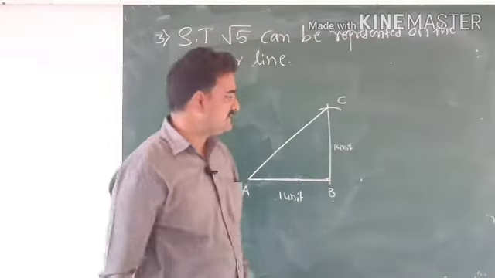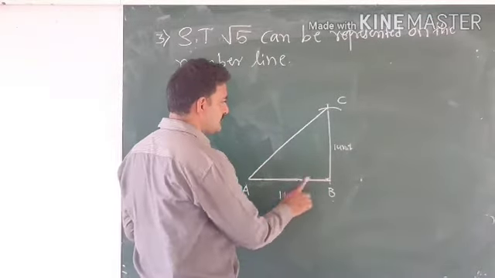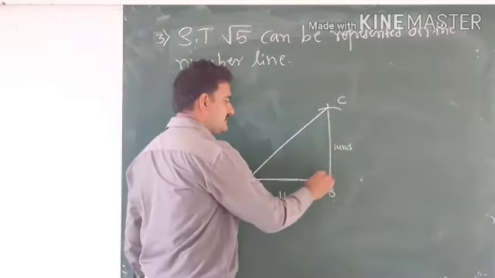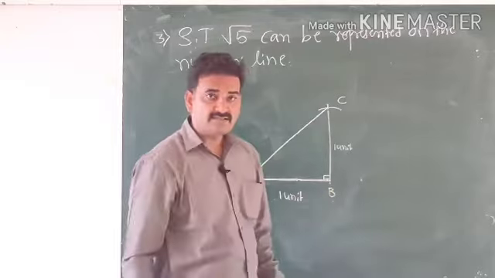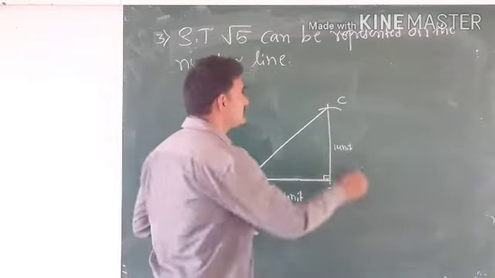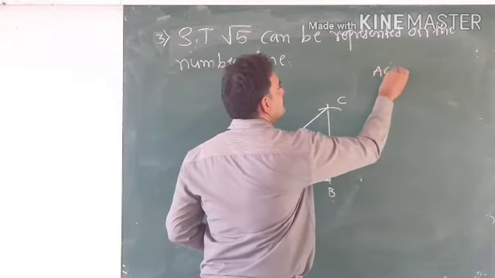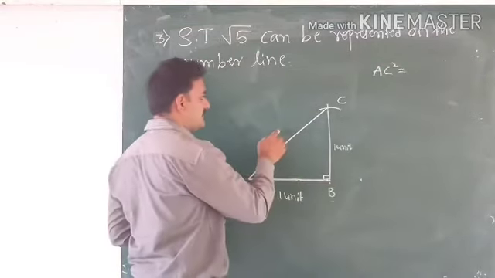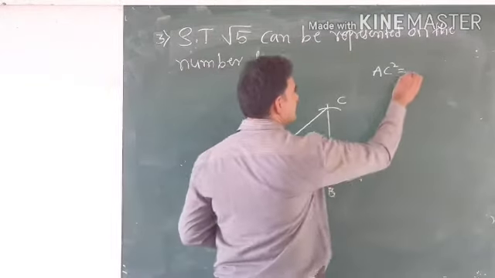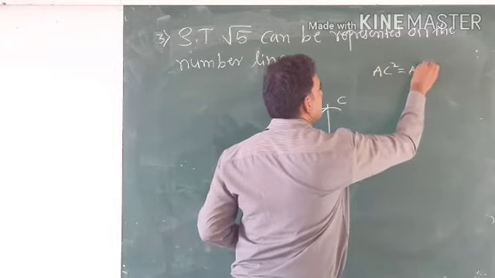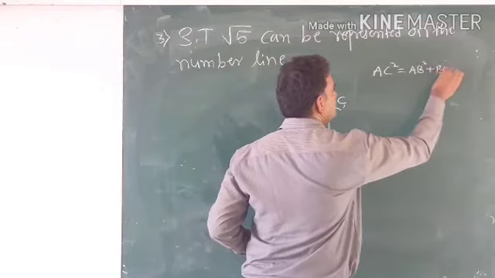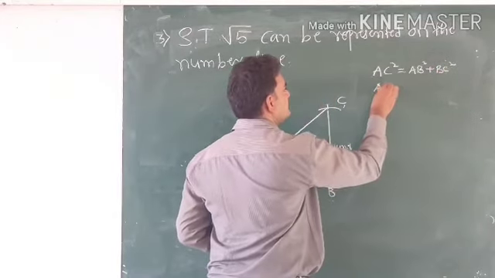With the help of a scale, join AC. Now this is 1, this is 1. Now you see what you are observing: 90 degrees means Pythagoras theorem. By using that we can find AC. AC square, the hypotenuse squared, is equal to base squared plus height squared. Base is AB squared plus BC, height is BC squared.